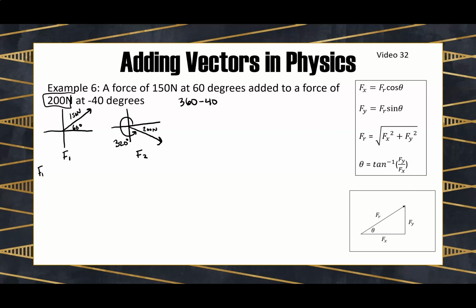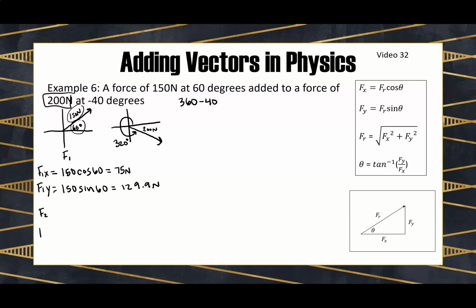So the force 1 x component is going to be our force times cosine 60, right? I got my force from 150 and my angle from 60. And that's going to give me a value of 75. How nice and friendly. We'll have to put that somewhere else. F sub 1 y is going to be the same thing, except we're going to do sine of 60, and that's going to give me 129.9 newtons.